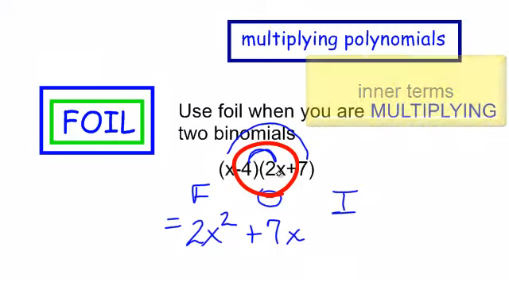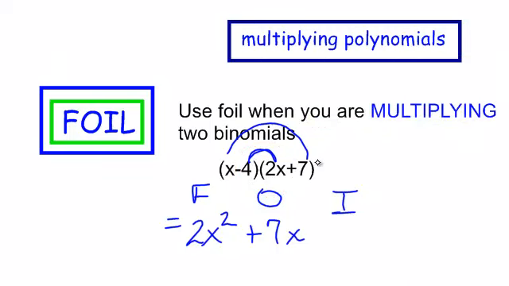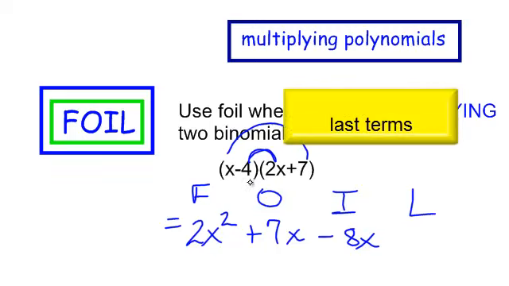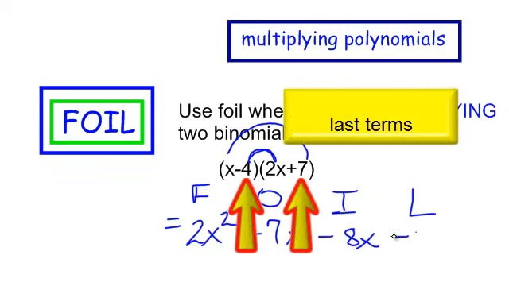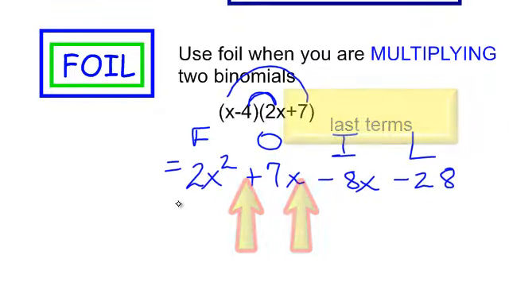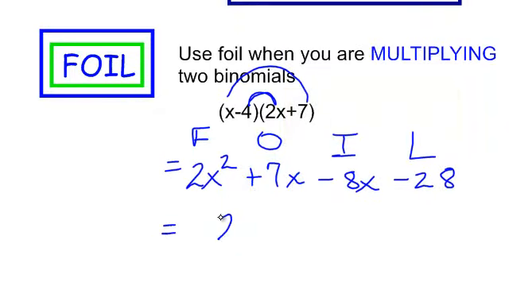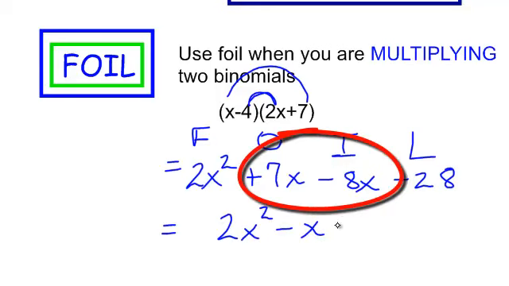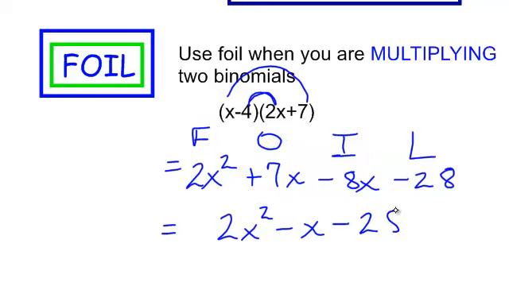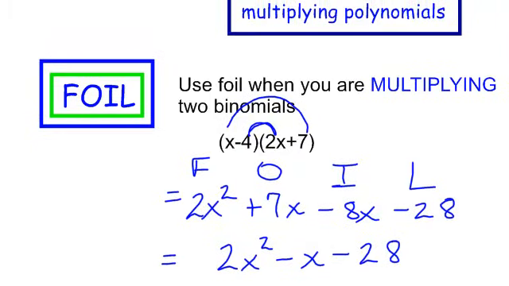Remember, we are multiplying the first. We are multiplying the outer. We are now multiplying the inner terms. Then the last term in each parentheses, the negative 4 times 7, that would be negative 28. And then you can add your like terms. So I will have 2x squared minus 1x, or just x, minus 28. The same answer that I got when I did it by distributive property. But remember, you can only use FOIL when you are multiplying two binomials.